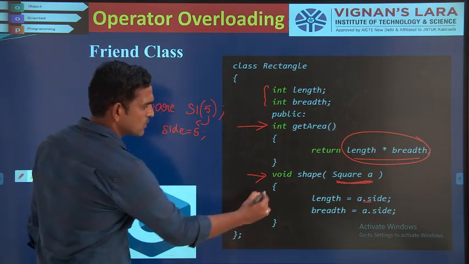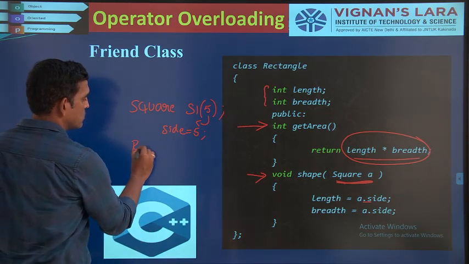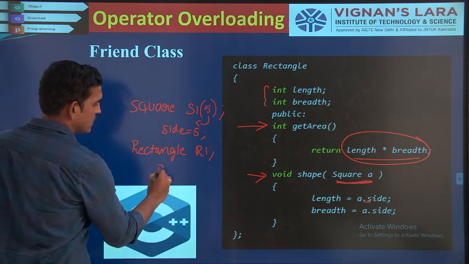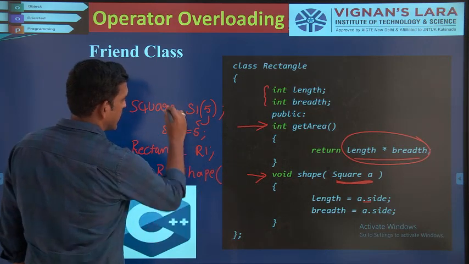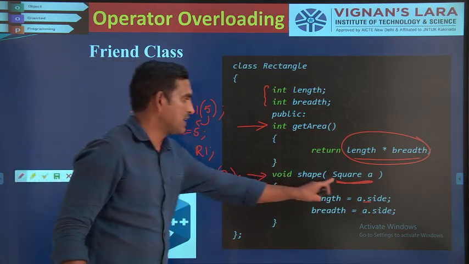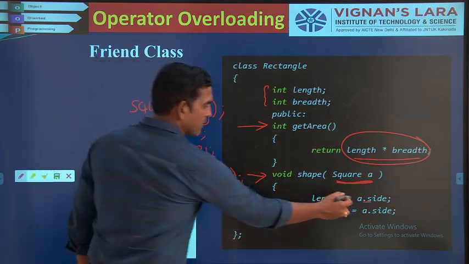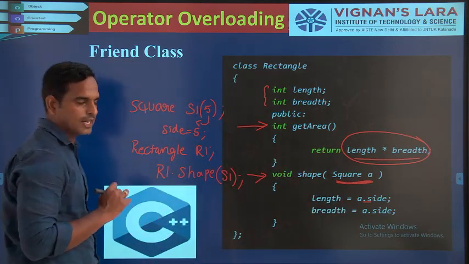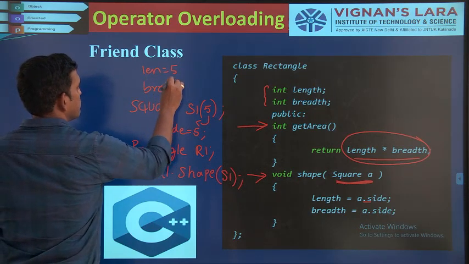Now what I have to do is call this particular method by using the rectangle. I have to create a rectangle object. Next, I have to call the shape method, and inside the shape method I have to pass one object, that is your S1 object. So when I pass the S1 object, S1 dot side is the value 5. That 5 value will go into the rectangle's length as well as into the rectangle's breadth. So now your length value will be 5 and your breadth value also will be 5.